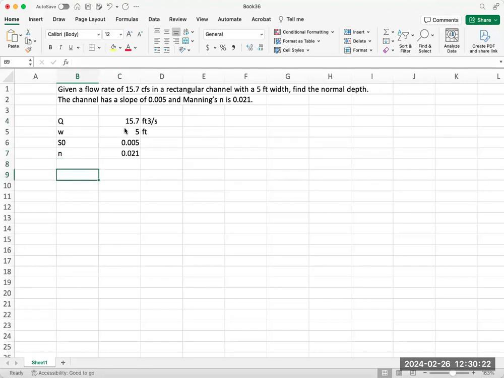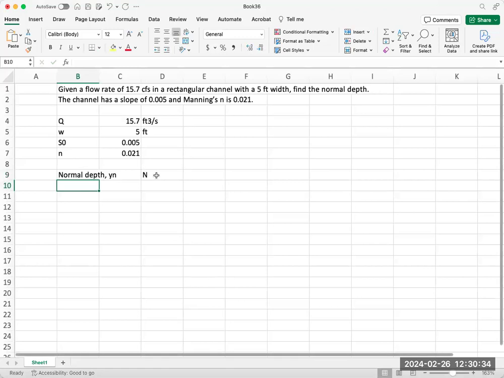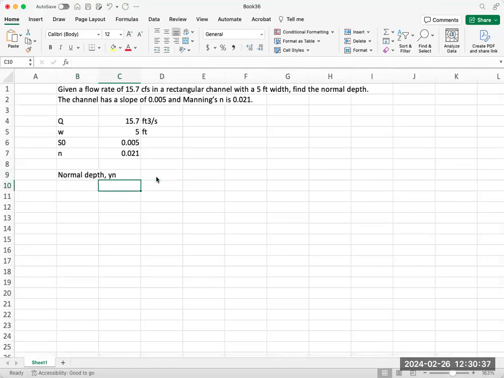Those are my inputs. The next thing I'm going to do is create a cell for my normal depth. This is my YN, essentially normal depth. And I'm going to put that in feet, and I'm just going to give it a number, say 1.4. Below that, there are other things I need in my Manning's equation.